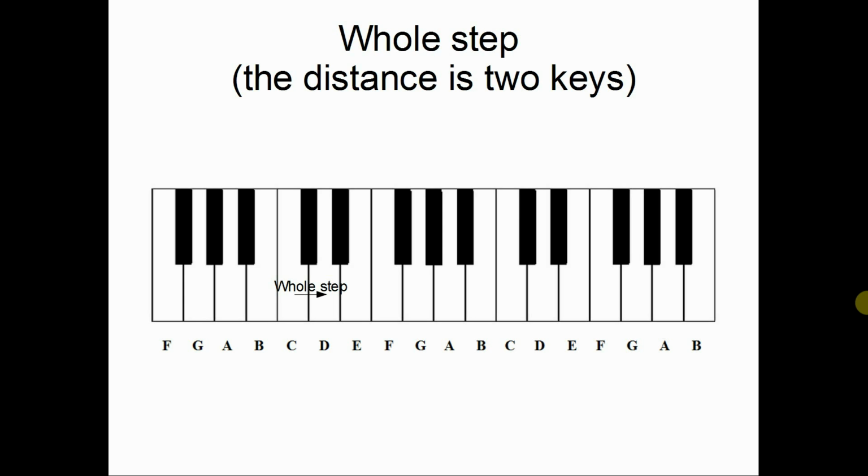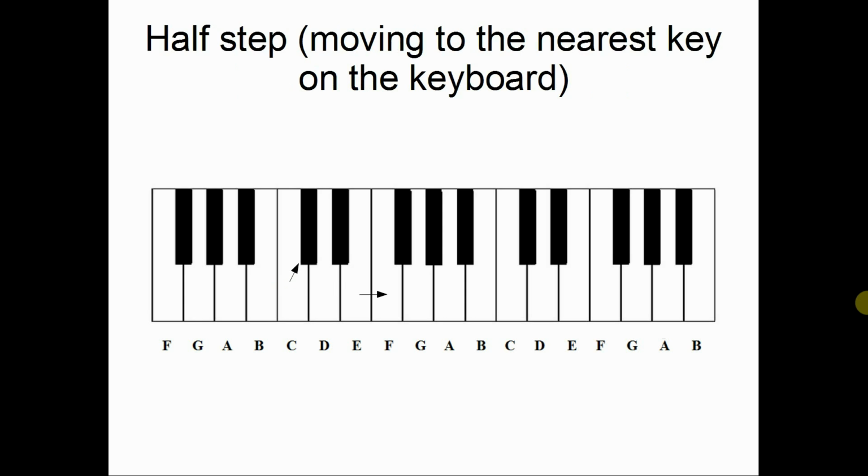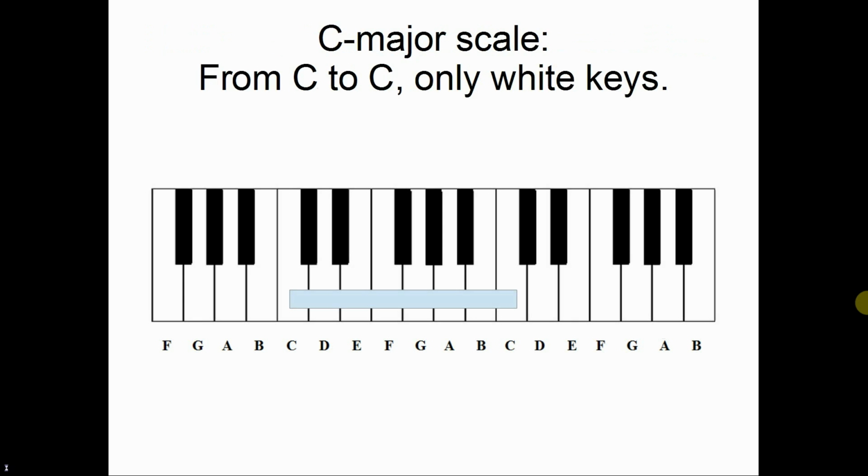And if we move from E to F sharp, there is also a whole step. And from A to B, there is also a whole step. When we're talking about half steps, it is if you move one key or note up or down the keyboard. So if you move from C to C sharp, that's a half step, or if you moved from E to F, that is also a half step. So the distance is called a half step.